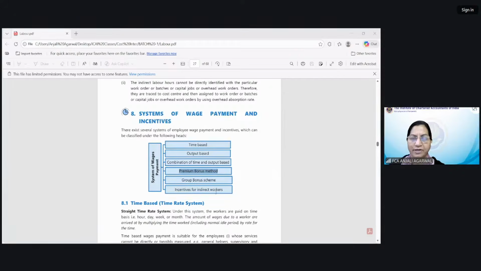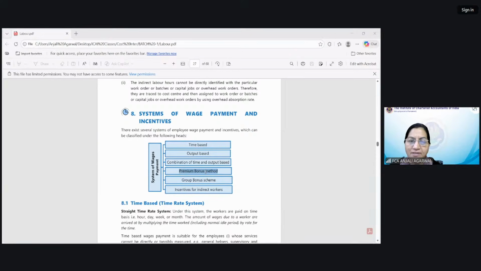What is the incentive for indirect workers? We say that it is what the management decided. Management decided that if the worker is doing good work, being more productive and efficient, some part of that should go to the worker. So in the Halsey plan, like you say, you give 50% to the worker. But then the Halsey plan had its defect that the worker might be very much interested in saving a lot of time so that he increases his bonus. Therefore, Rowan was a better plan where the wages of the worker will increase to a limit, but not beyond that.